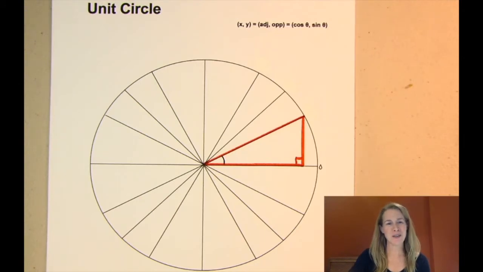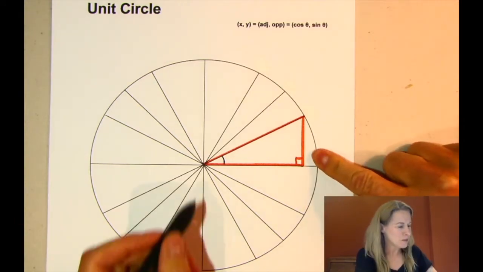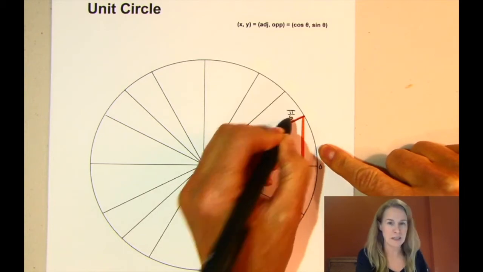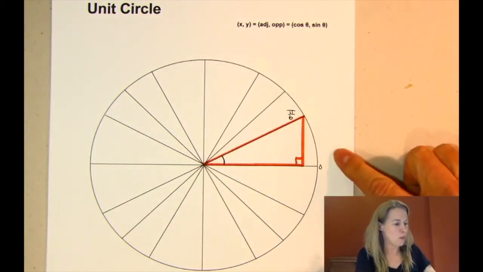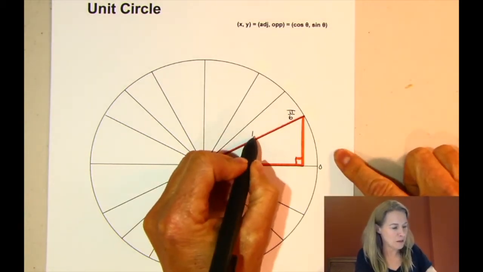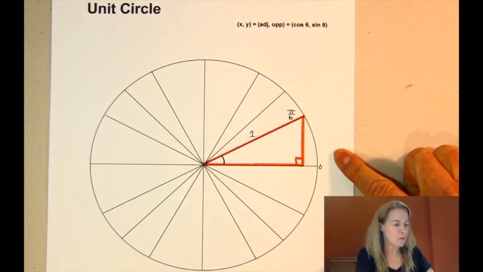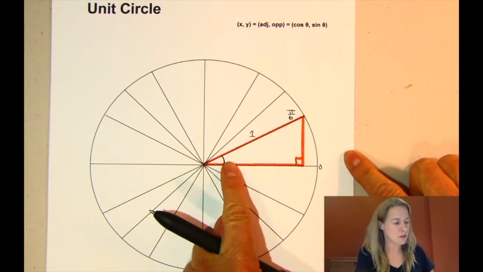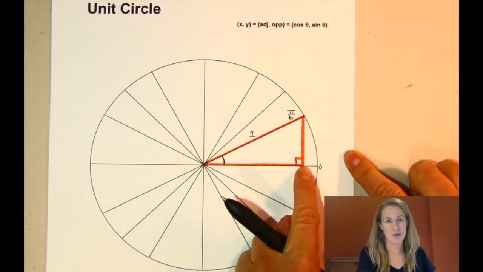So next let's look at the multiples of pi over 6 and pi over 3 and the coordinates that are associated with those angles on the circle. So here I have a right triangle that's associated with the angle pi over 6. And once again, our hypotenuse length is 1. Remember, pi over 6 is equivalent to 30 degrees. So this is a 30, 60, 90 triangle.